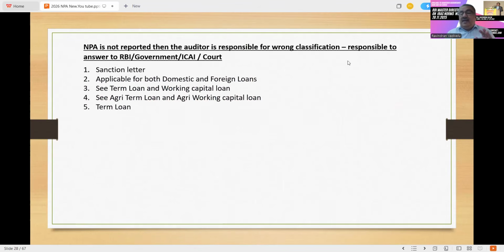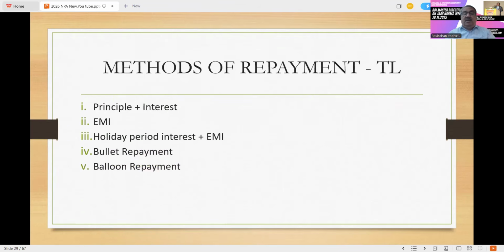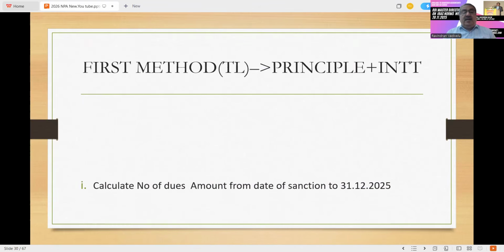And now we are going to see the non-agricultural loans, and particularly with reference to term loan, how we are going to define the NPA. There are 5 methods of loan repayment with reference to term loan: principal plus interest, EMI, holiday period interest plus EMI, bullet repayment, and balloon repayment. If you understand point number 1 and 2 clearly, then the remaining 3, 4, 5 you can easily understand. So from where can we identify this? That is the method of repayment. Everything is based on the sanction letter. Please go to the sanction letter and read whether the repayment is fixed based on the dues or based on the EMI.